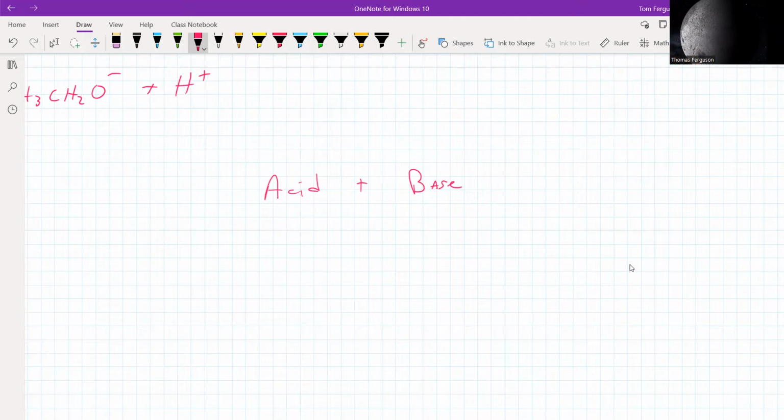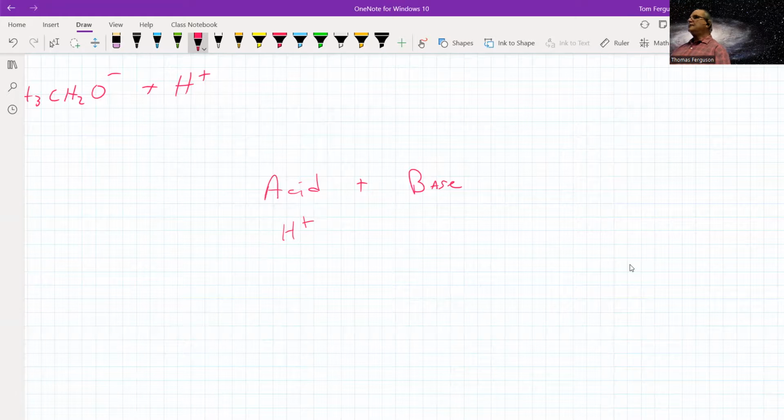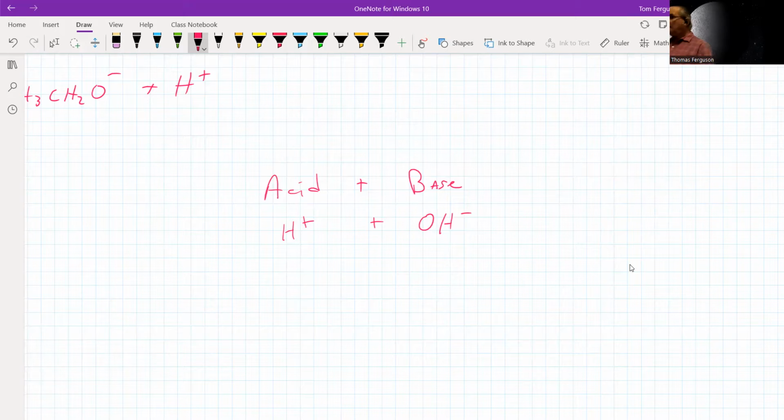Okay, when we mix an acid and a base, remember an acid has to dissociate a hydrogen ion, a proton, and a base has to dissociate a hydroxyl anion. When we mix those two together, guess what we make? H2O. So when we mix an acid and a base together, like hydrochloric acid and sodium hydroxide, we end up with H2O plus sodium chloride.